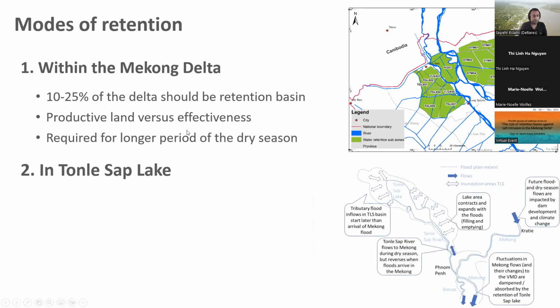However, the Tonle Sap Lake has historically been the most important water retention basin in the Mekong River.